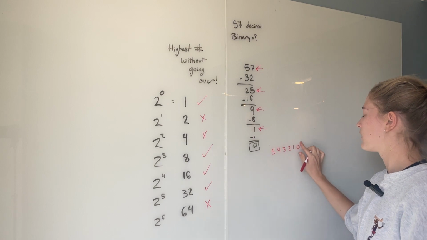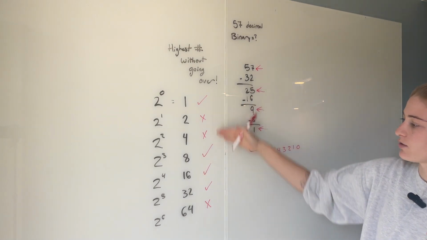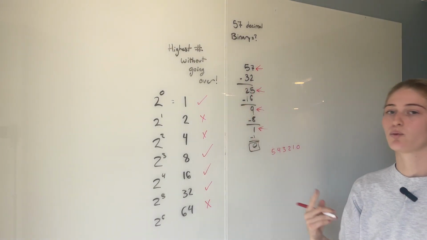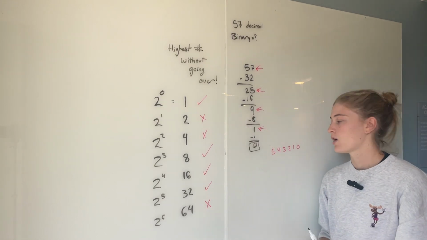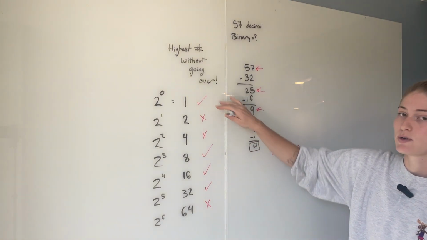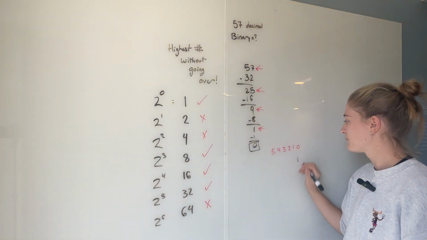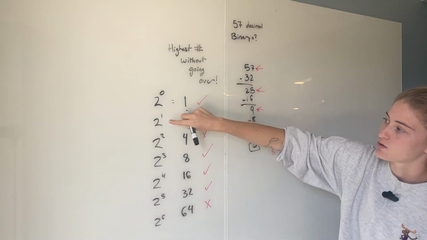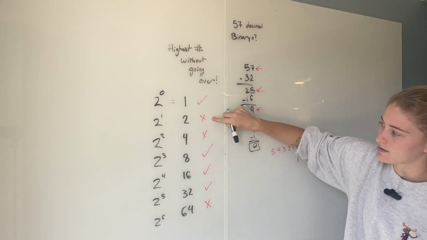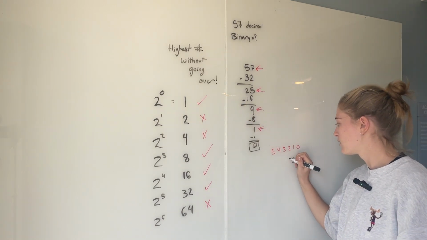Now that you have your placements, it's really easy. Anywhere you see a check mark, you put a 1, and anywhere you see an X, you put a 0. So 2 to the 0, do we use that? Yes, we do. Remember, here we subtracted 1. So that's going to be a 1. We don't use 2 to the 1st or 2 to the 2nd. Those are 2 X's, so those are going to be zeros.